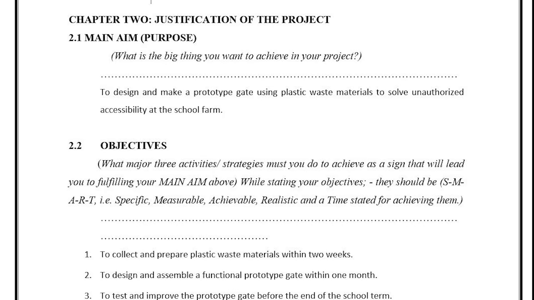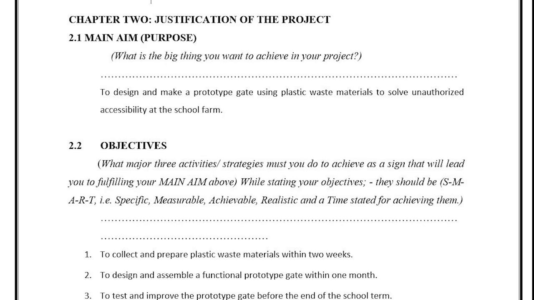So under justification is where we have the main aim, which is the same as the purpose. And then after that, you go to objective. Now briefly about the objective, what major 3 activities or strategies must you do to achieve as a sign that will lead to fulfillment of your purpose? So in other words, objective is a breakdown of your purpose. For example, the first objective here is to collect and prepare plastic waste materials within 2 days.